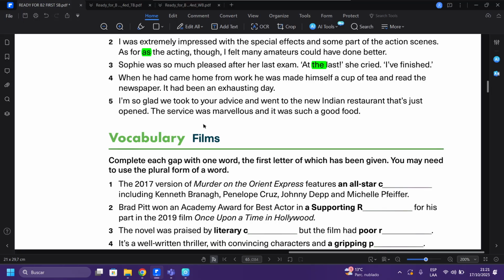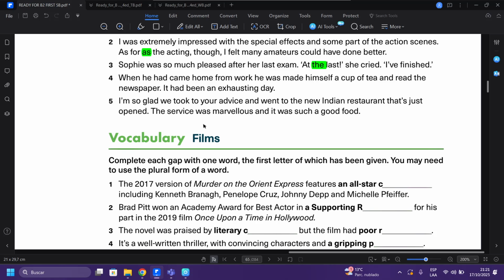Can you find it? No. Is it correct to say "such a good food" or only "such good food"? The article is wrong. We have to say only "such good food," not "a good food," because this is an uncountable noun.